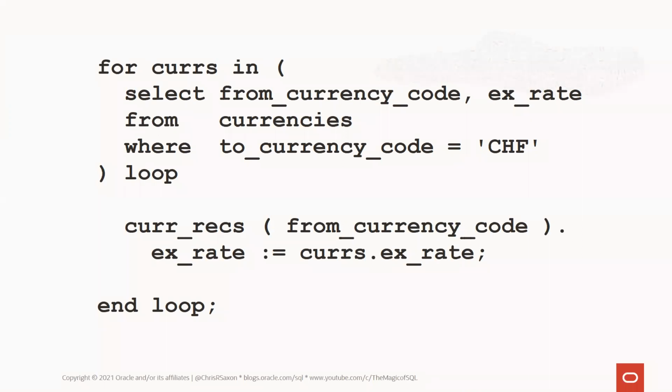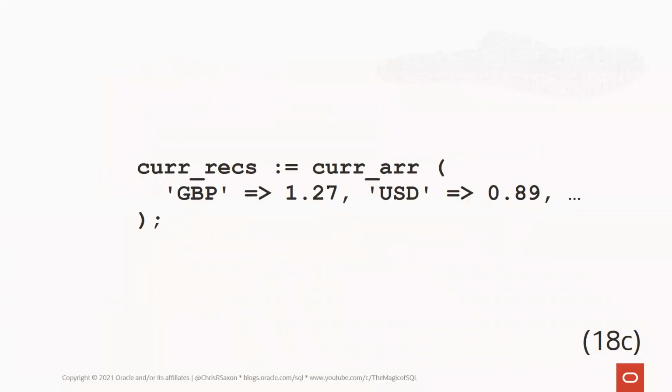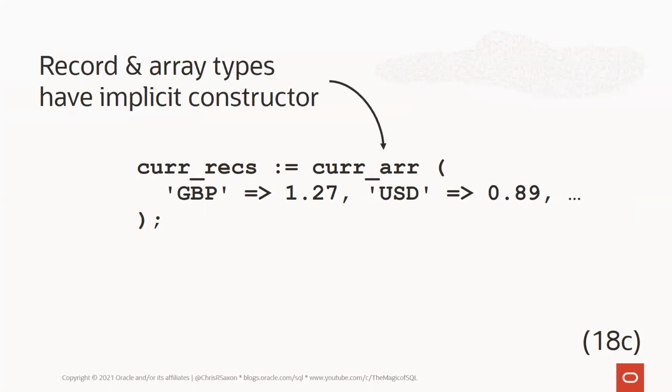Now, in 21c, there's a whole bunch of improvements which make this a lot simpler. First of which is qualified expressions. Now, this is actually something that was introduced in 18c. So if you've got your array types or record types, they now all have an implicit constructor. So if you declare the record type as whatever, they have that implicit constructor, which makes it nice and simple to initialize the values. Or at least it does if there's a small number of them, right?